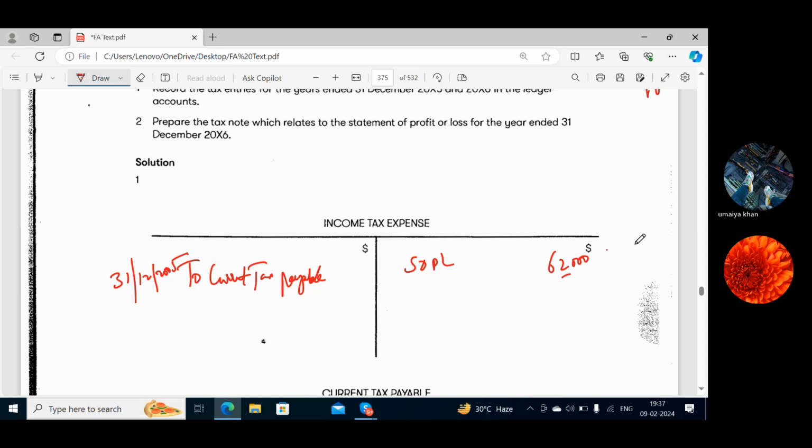Then what happens in the next year? 65,000 is what you are paying. So extra 3,000 is also the tax payable. So to current tax payable 62,000, 3,000. So totally by 30/9/2006 you are paying 65,000. Correct? Yes.